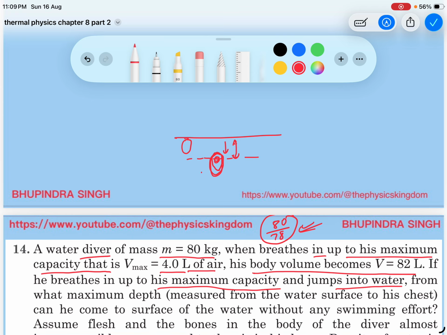So that is the question. Finish. It means if, on going down, his volume reduces to 80 liter, then buoyant force is just equal to his weight. He cannot go any further, because if he goes any further, his volume will be lesser than 80. So then buoyant force will be less than weight.